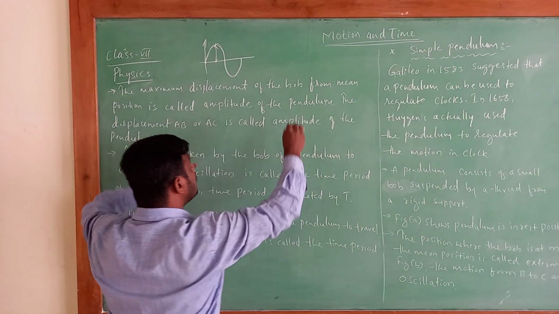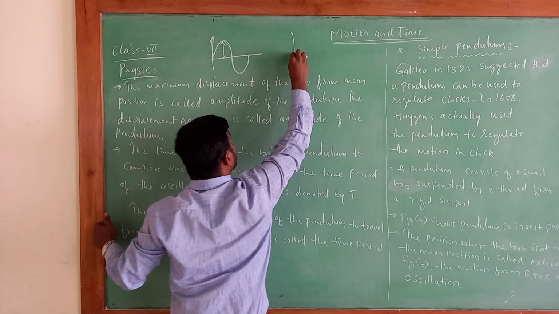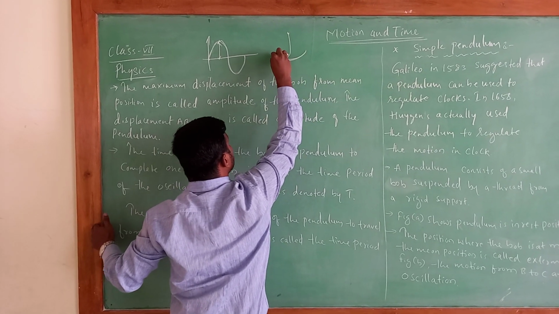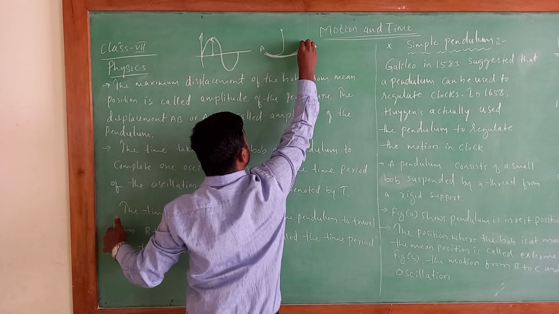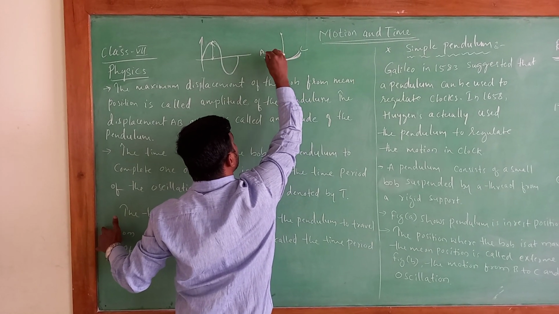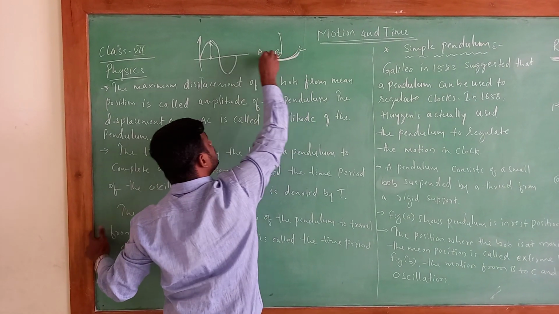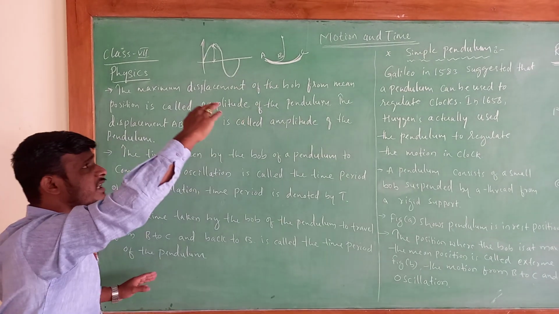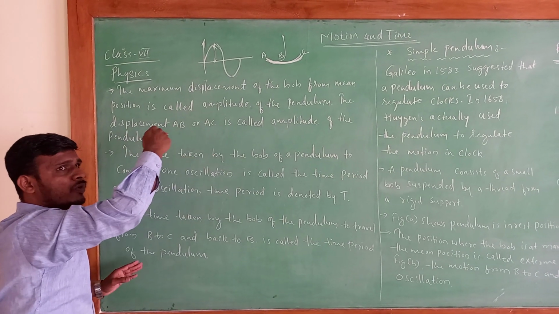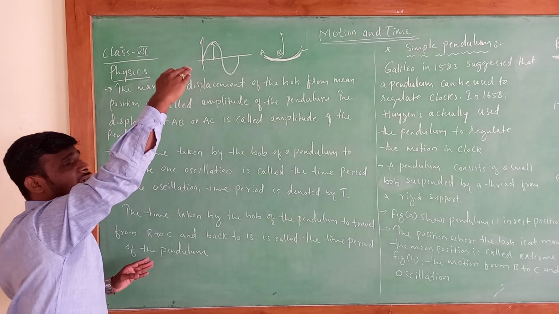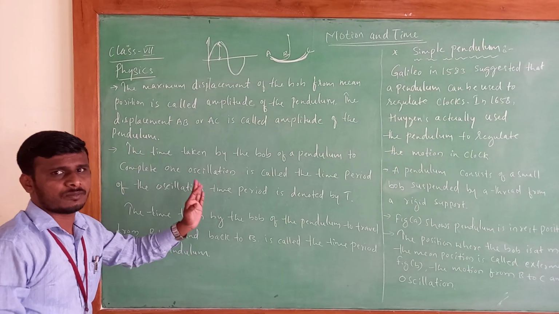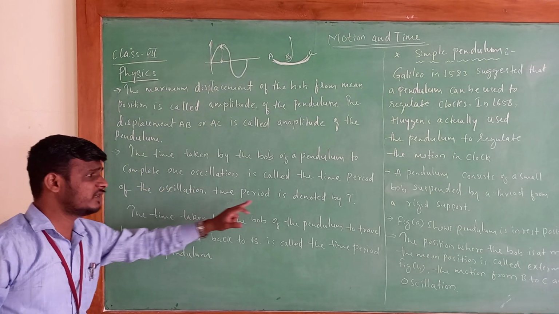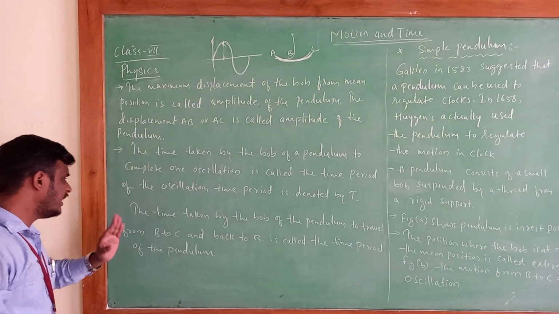Now here we are using a bob. It is moving from here to here and again from A to C. This is D. From A to C and again back to A. How much time will the bob take to move from A to C and again from C to A? That time will be called the time period of that pendulum, right? That is denoted by the capital letter T, right?